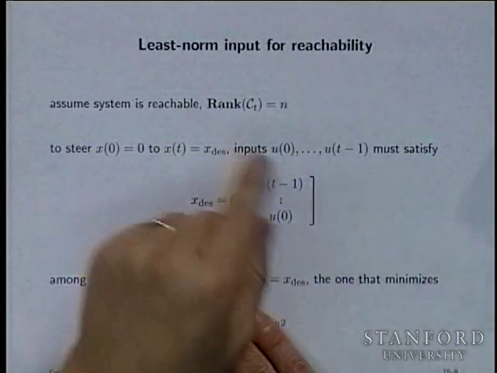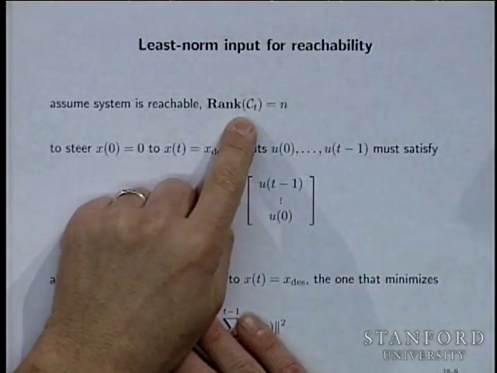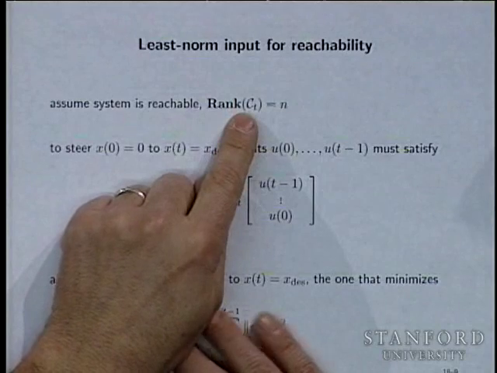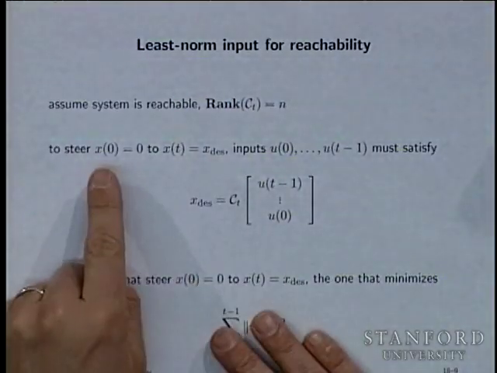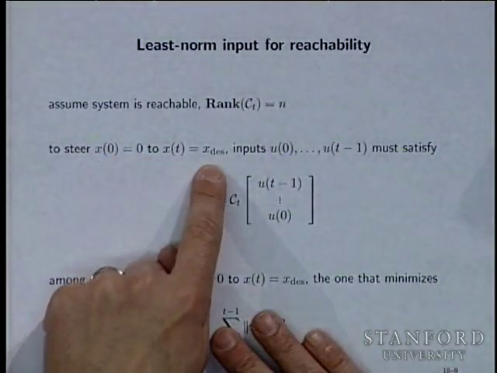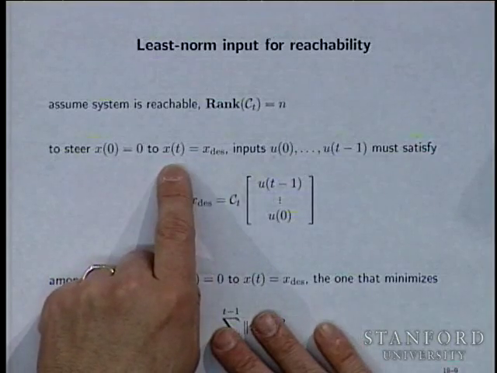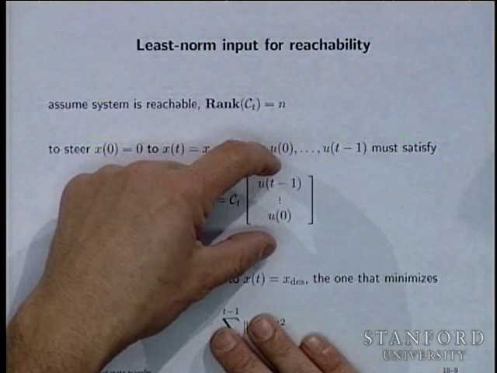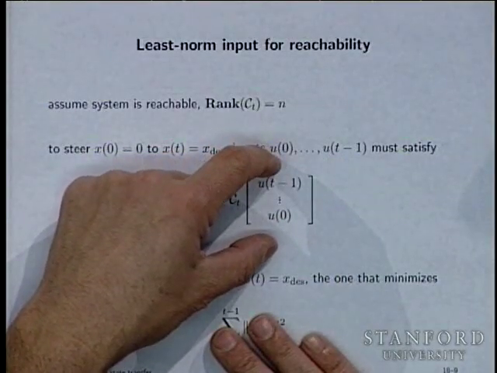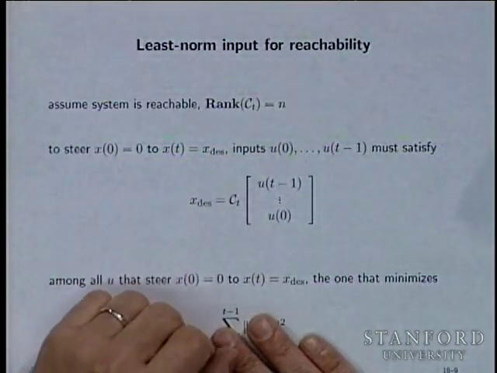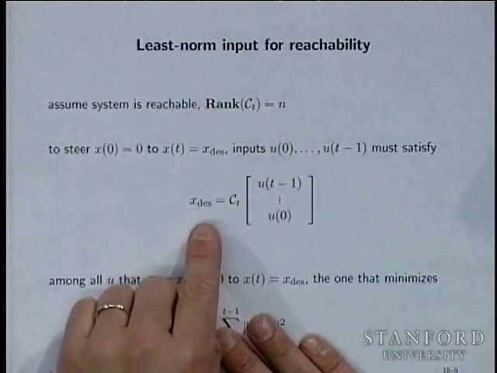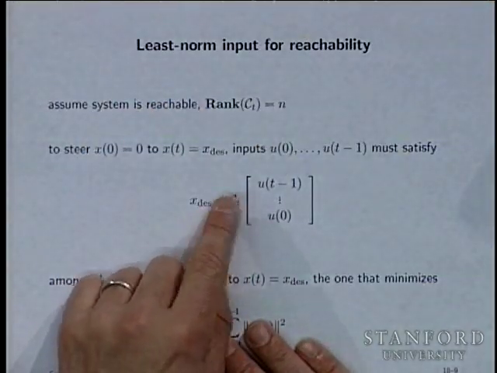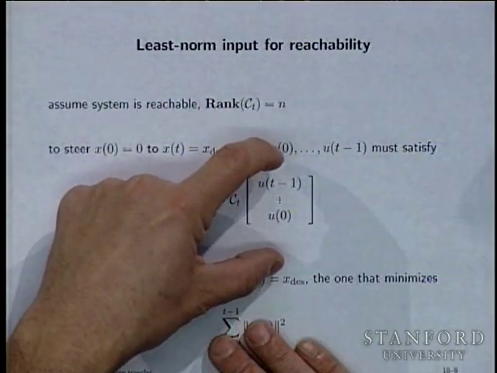So let's assume the system is reachable. Although actually, now that you know about SVD, it wouldn't matter if it weren't. But let's assume it is. And let's steer x of 0 to an x desired at time t with inputs u0 up to u t minus 1. I'll stack them in reverse time. That's just so I can use C_t this way. So I stack them in reverse time. And I get x desired is this matrix, that's a fat matrix, times this. This is my control.